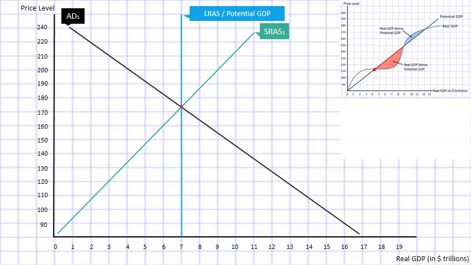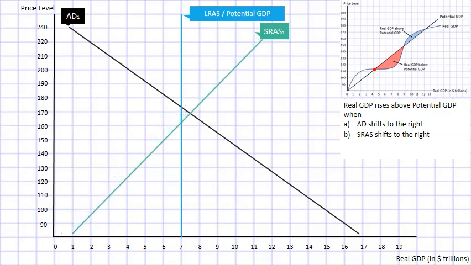So you can see here, same place. So we're talking about if we were in this point, in other words, any point along the potential GDP line, of that trend line, that's what we're trying to get. So real GDP rises above potential GDP when one of two things happen. One is when aggregate demand shifts to the right. Two would be when short-run aggregate supply shifts to the right. In both of those cases, real GDP is going to rise above potential GDP.